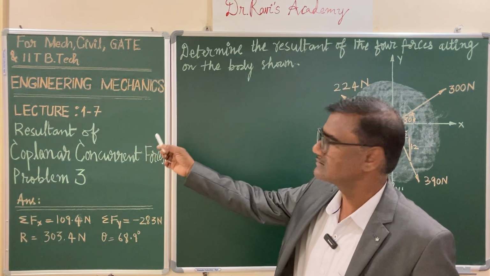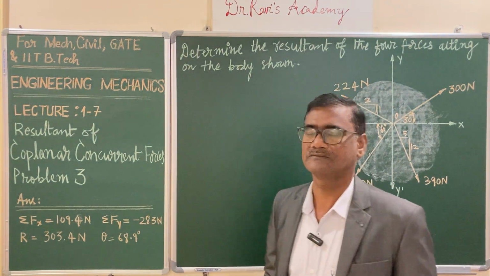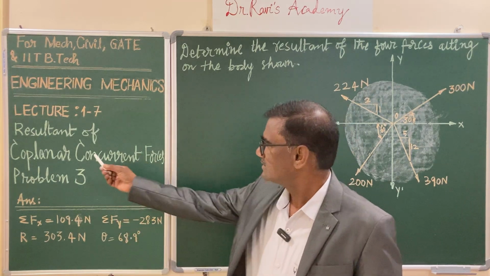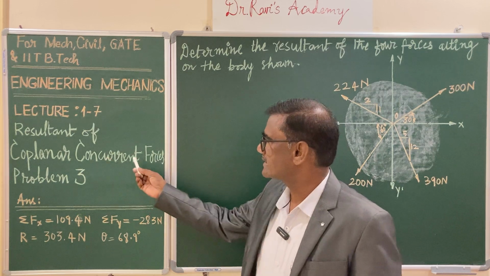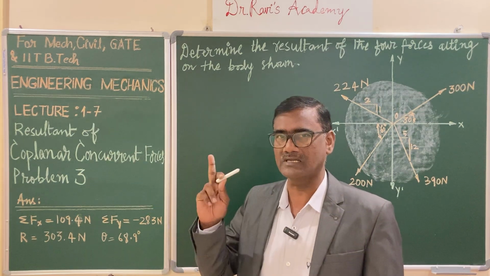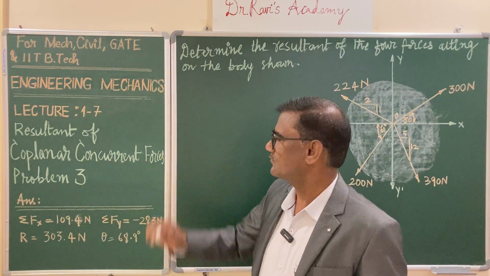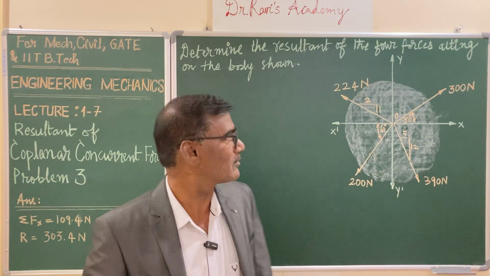In today's class, we will be learning how to solve a problem on resultants in the engineering mechanics subject, and how to determine the resultant of coplanar concurrent forces. Let us understand what is meant by coplanar concurrent forces. Coplanar: all the forces are lying in a single plane. Concurrent: all the forces are meeting at a point, and you want to calculate the resultant of this particular system of forces. And let us look at the problem.